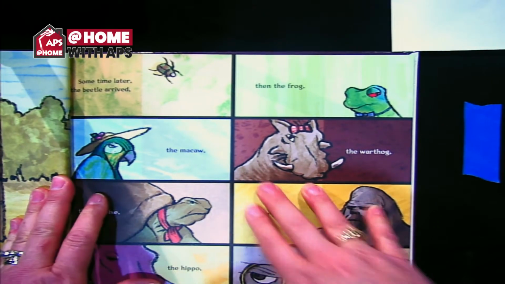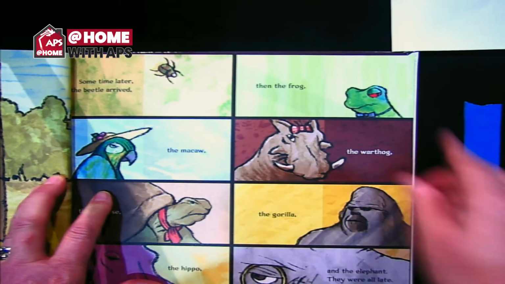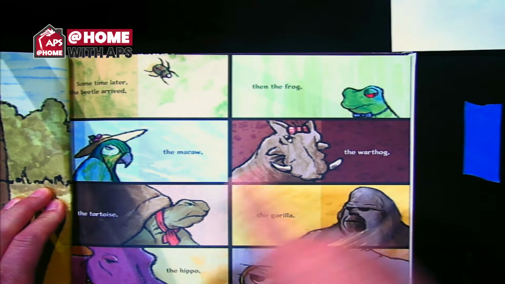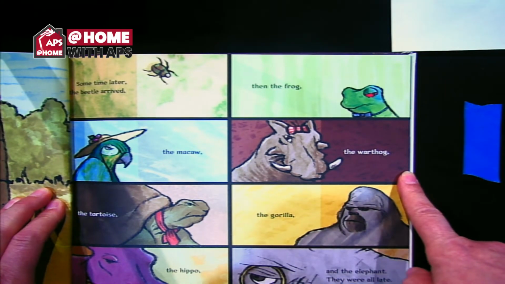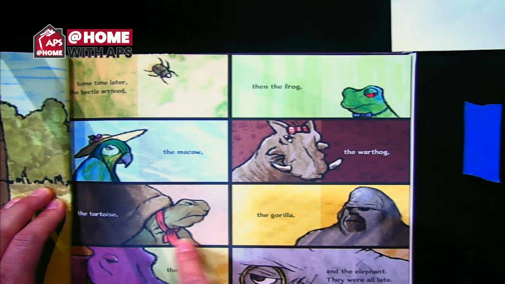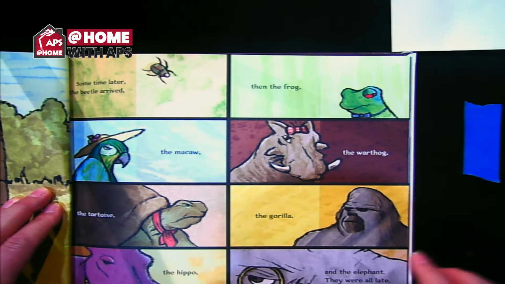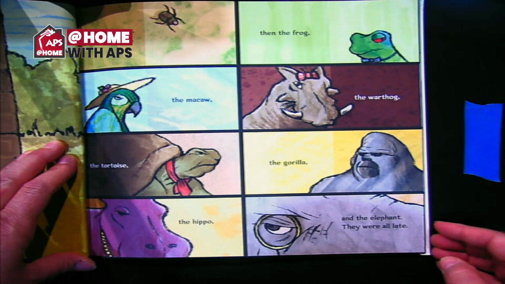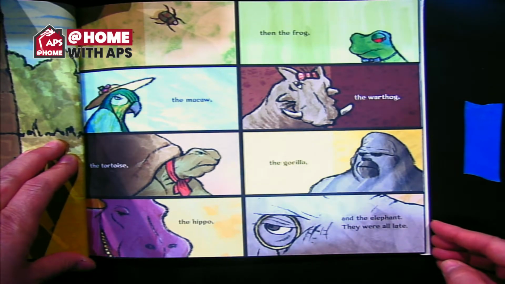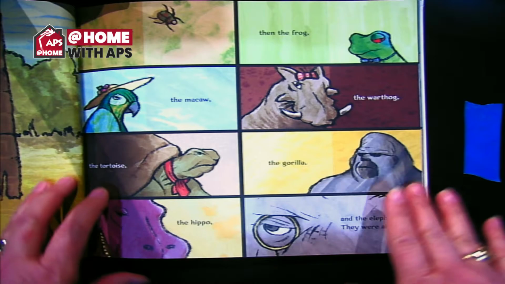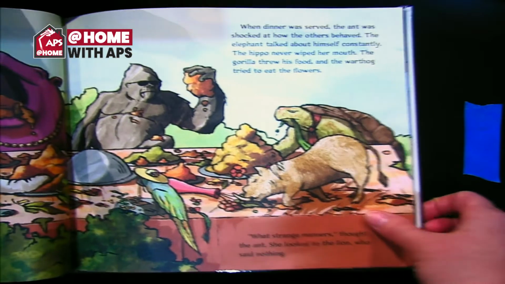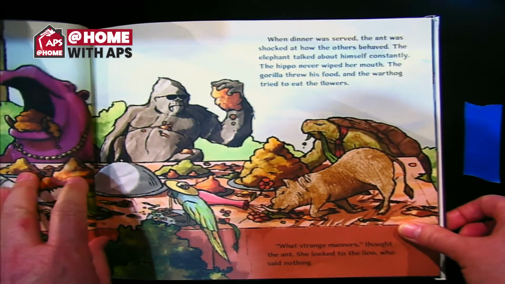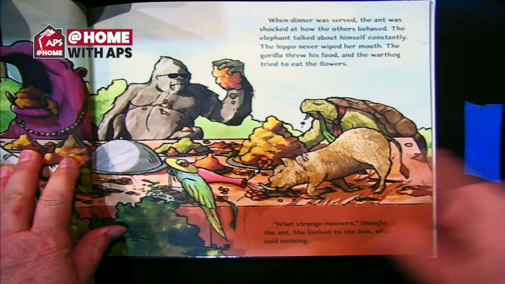Sometime later, the beetle arrived, then the frog, the macaw, the warthog, the tortoise, the gorilla, the hippo, and the elephant. They were all late. So that ant was on time. She really must have really wanted to be at that party, right? Okay, let's see if we can see that.